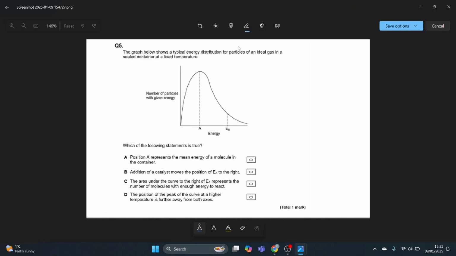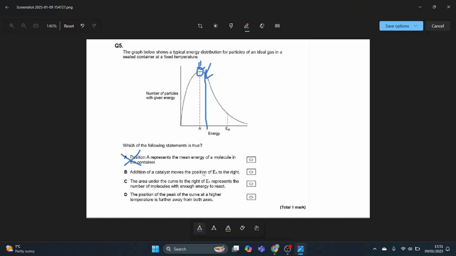Question 5. The graph below shows a typical energy distribution of particles of an ideal gas in the sealed container at a fixed temperature. Which of the following statements is true? Position A represents the mean energy of a molecule in the container. No, it's not extremely clear, but that is the most probable energy. The mean is always slightly to the right of the most probable energy, so the mean would probably be somewhere here, not there. So A is wrong.